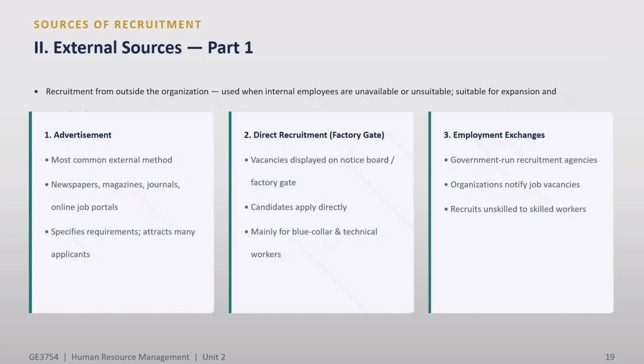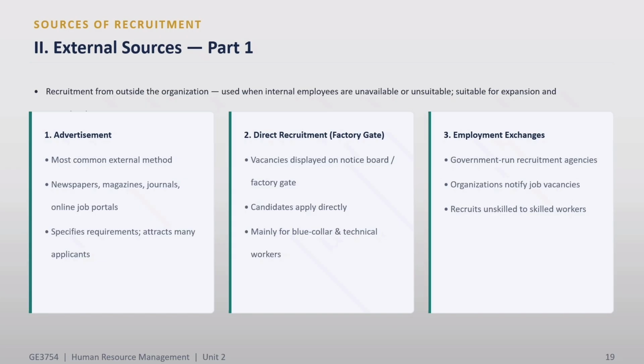The first external source is advertisement, one of the most common methods of external recruitment. The advertisement normally provides information about the job specifications, qualifications, and skills. This helps attract a large number of potential applicants. The second one is direct recruitment, also known as factory gate recruitment. In this method, notices and lists of vacancies are displayed on notice boards at the factory gate. This method is mainly used for recruiting blue collar and technical workers.